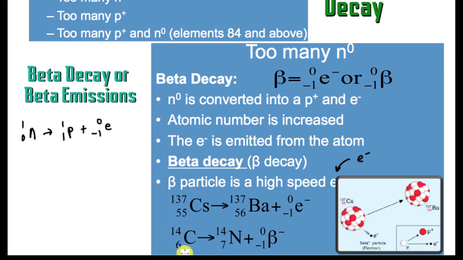Carbon-14 is a radioactive element. Okay, it's a radioactive isotope of carbon. And what happens is it goes through beta decay. And the neutrons convert into protons, and therefore we go from 6 to 7, another increase. So neutrons go to protons, we increase the atomic number, and again, a high-speed electron is emitted. And I wrote it two different ways. Remember, we can represent the beta particle either this way or this way, whichever is up to you.